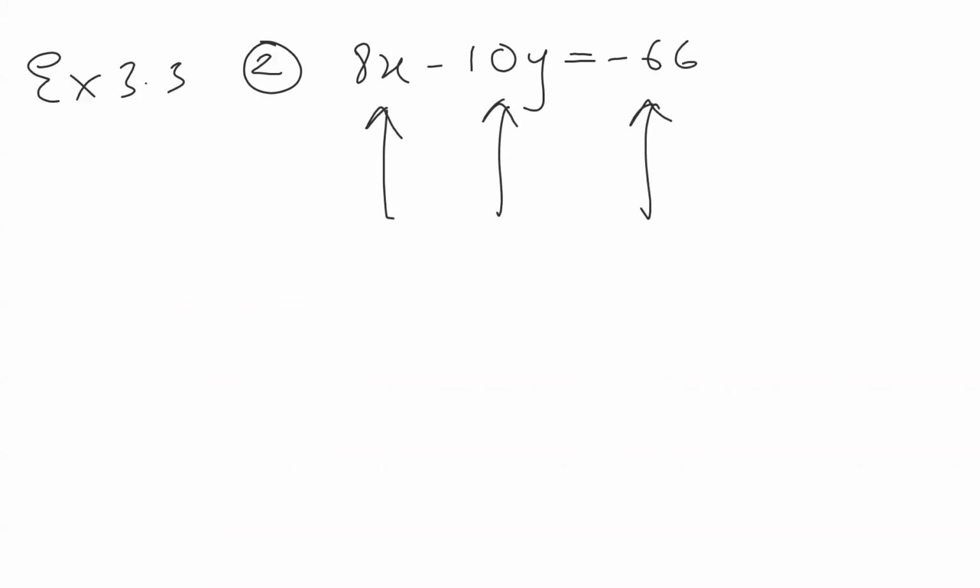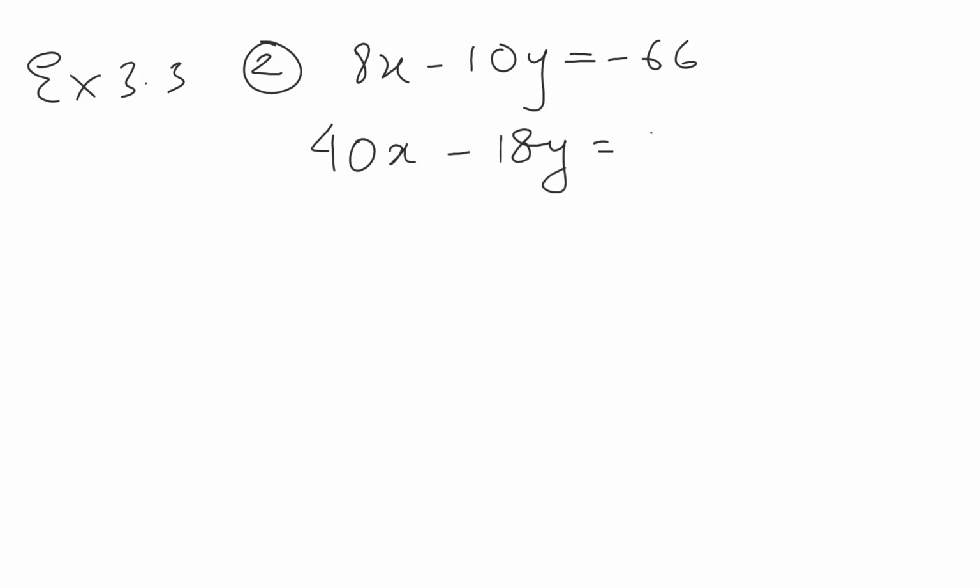Now there are two lines given to you. See, if you look at the question, the regression equations, there are two lines given to you. 8x minus 10y, I'll write equal to minus 66 because as I said, x, y, and then constant. So 8x minus 10y is equal to minus 66. And the second equation is 40x minus 18y is equal to 214.